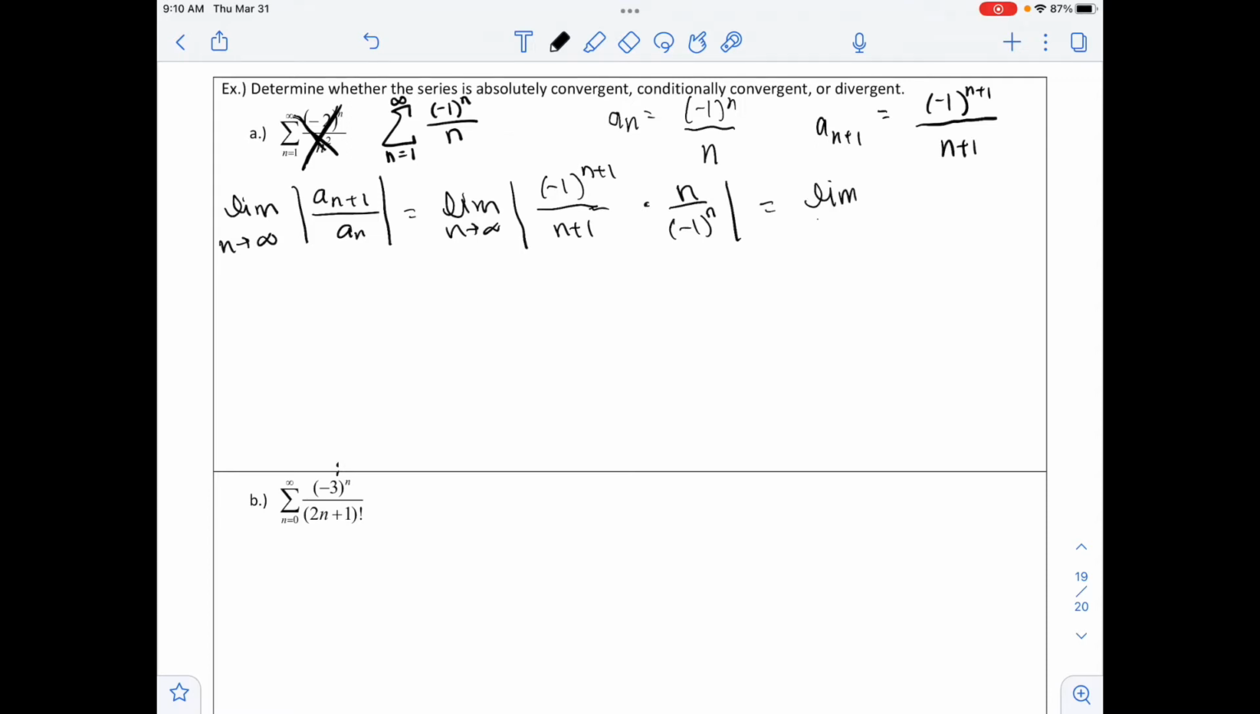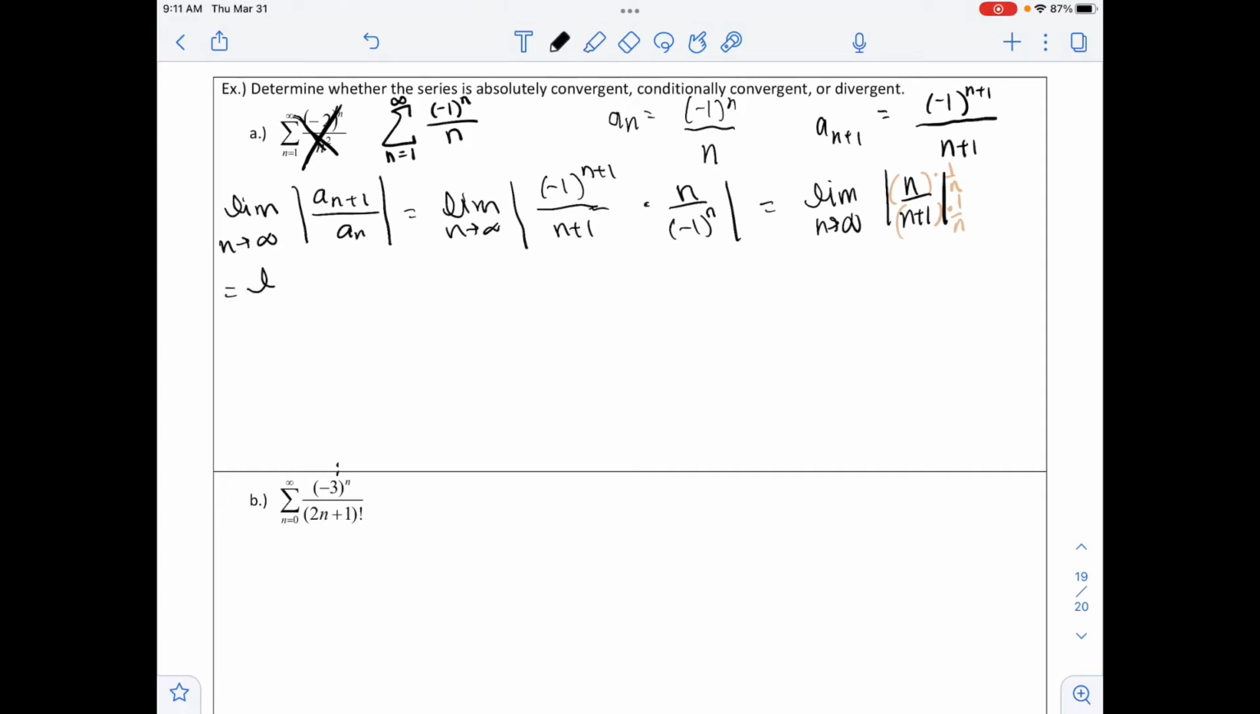So we have the limit as n approaches infinity of n over n plus 1, and again, in absolute values. Evaluating this limit as n approaches infinity, we would have infinity over infinity, which is indeterminate. So the way that we learned to deal with this back in Calc 1 was to multiply both the top and the bottom by that power in the denominator. And so I'm going to multiply both top and bottom by 1 over n.